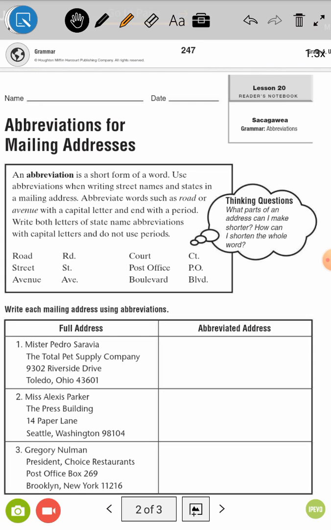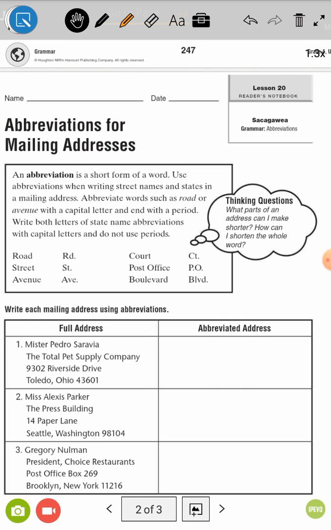We have a definition here, we can read it, and we will try our best to understand. An abbreviation is a short form of a word. Use abbreviations when writing street names and states in a mailing address. Abbreviate words such as road or avenue with a capital letter and end with a period. Write both letters of state name abbreviations with capital letters and do not use periods.